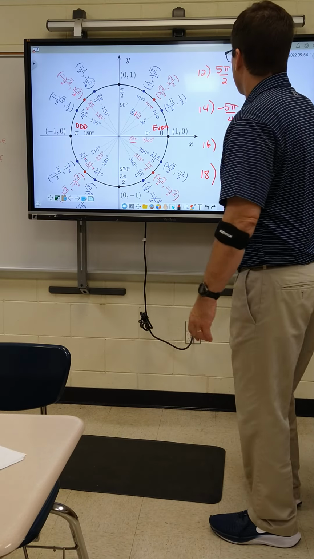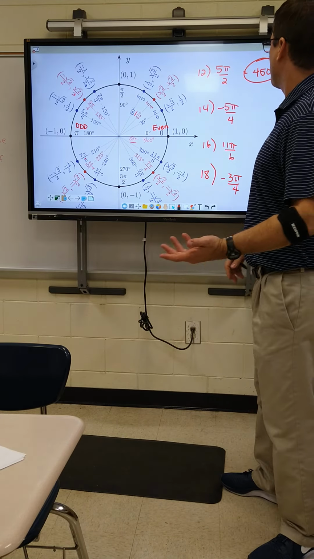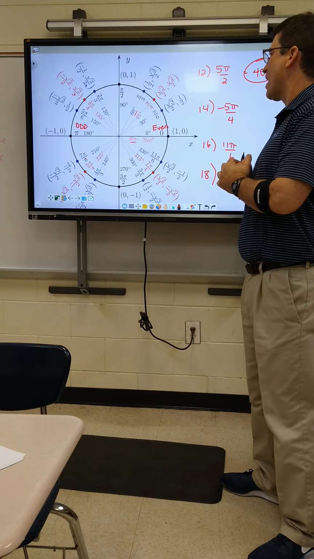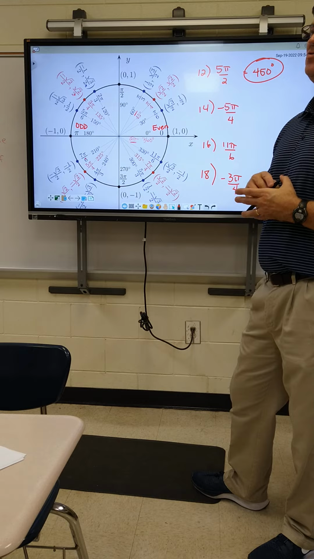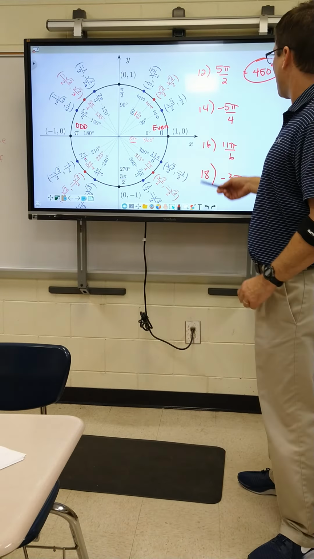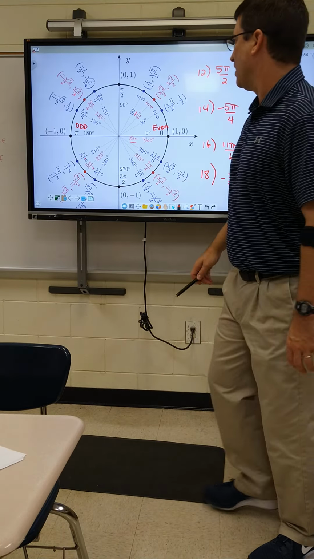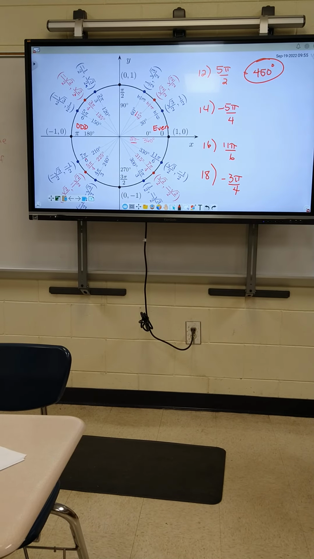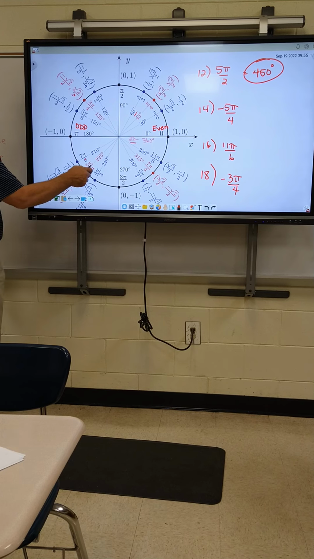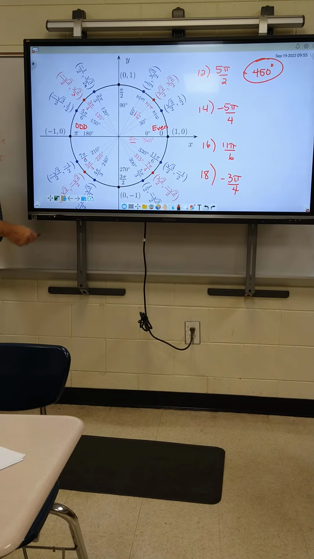I'll show you. Alright, now 14, you could multiply it by 180 over pi, but I would ask you on number 14 to find it on a test without using a calculator. So we got to find negative 5 pi over 4. Okay. Where is positive 5 pi over 4? Is it up there? Yes, here in red. Right here. 225 is positive 5 pi over 4.